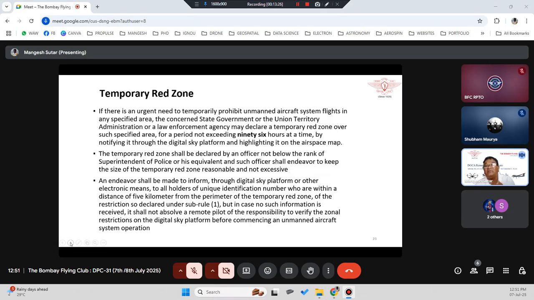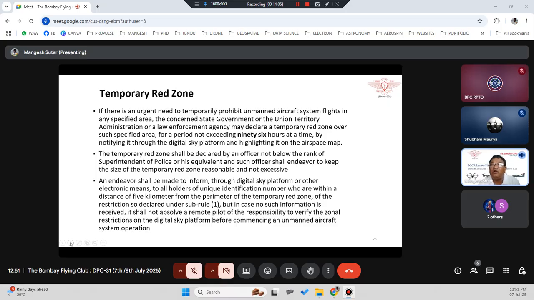Okay, so sometimes there is even a temporary red zone, like Mumbai was converted into a temporary red zone at that point in time. Even areas like Vasai, Virar, Palghar, due to the coastal proximity to the port and other important areas, are converted into a temporary red zone from 21st of December till 31st of January each year. Okay, so that's how they convert. They will convert it into a red zone, and they will intimate the people who have registered drones in that area.